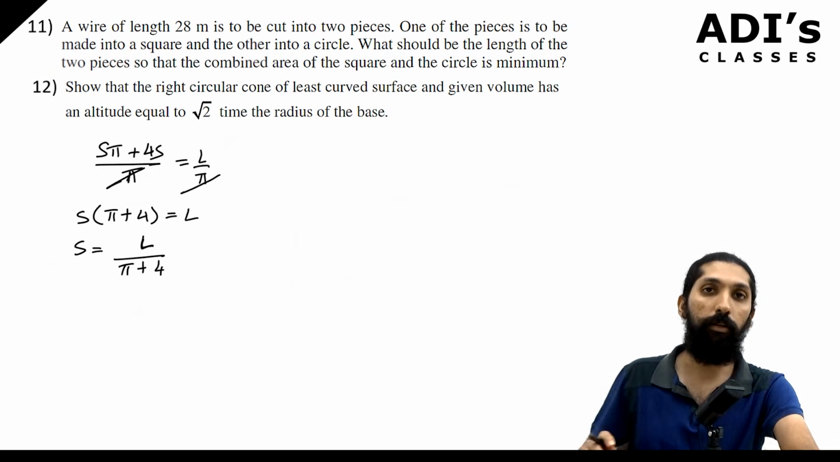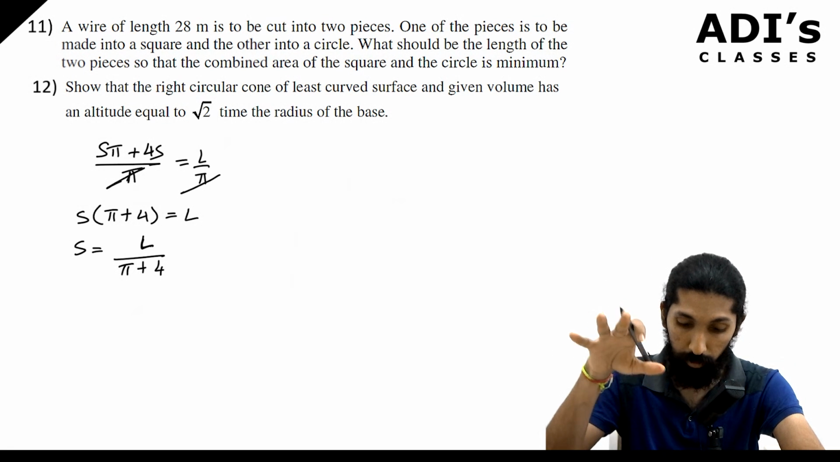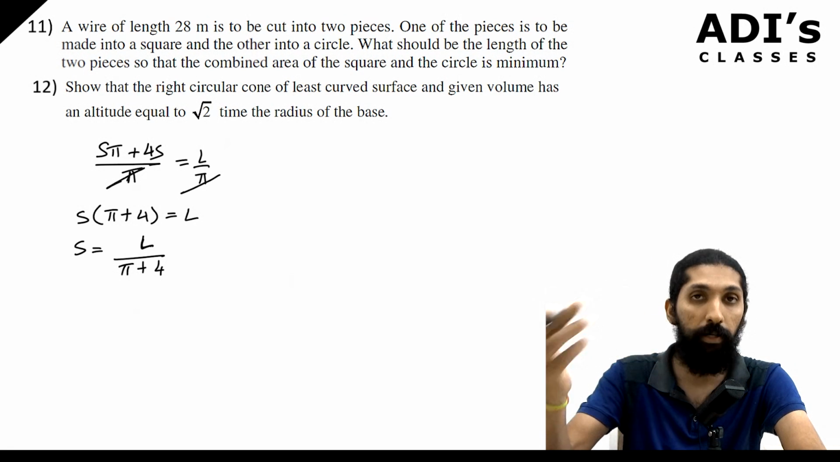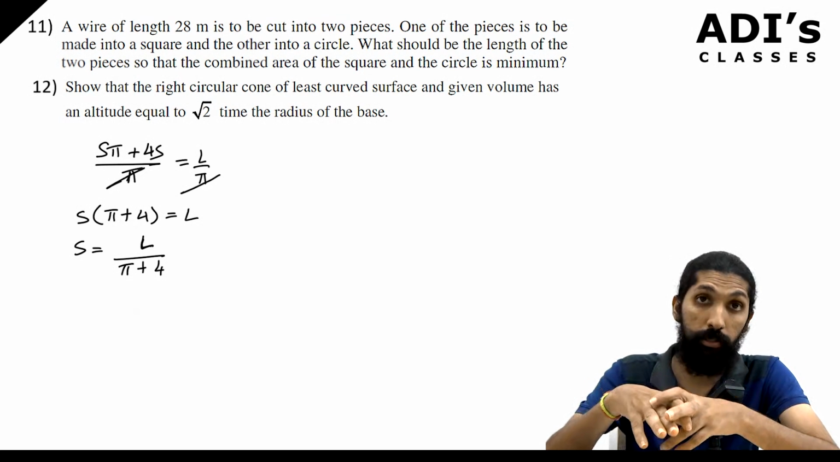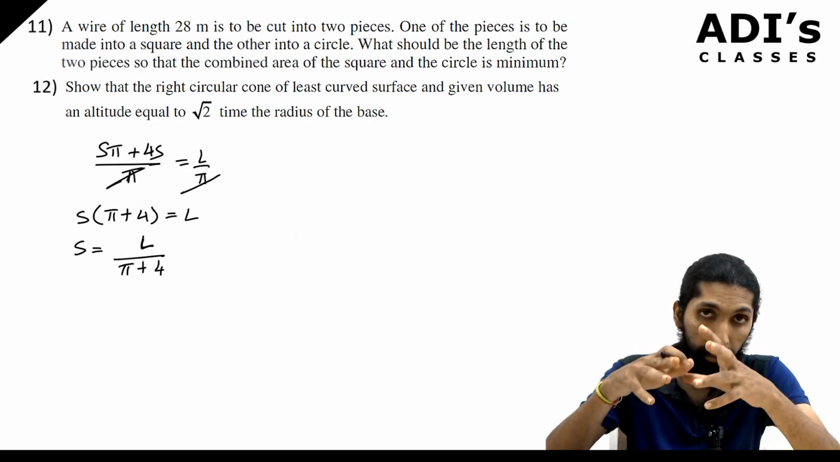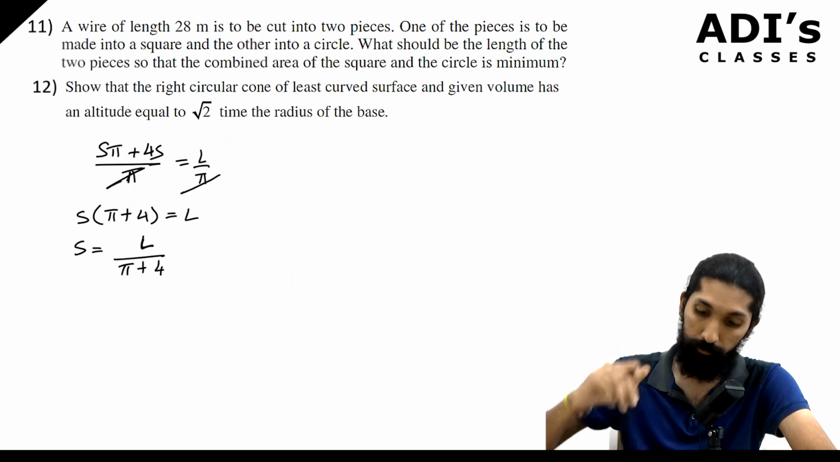Now we got the value of S, right? Now what we actually need, we are going to do the double derivative, because the double derivative should be positive. Only then you can say that, yes, this is minimum, correct?